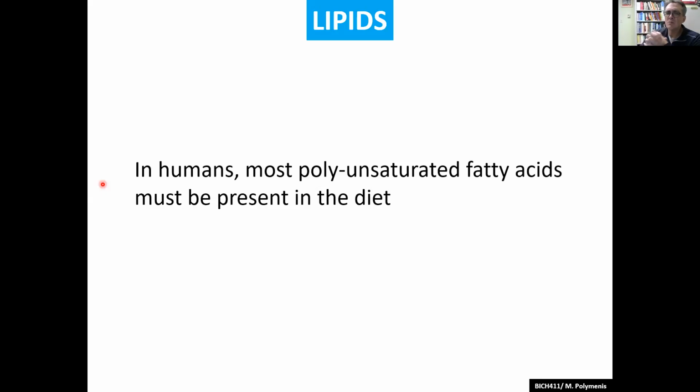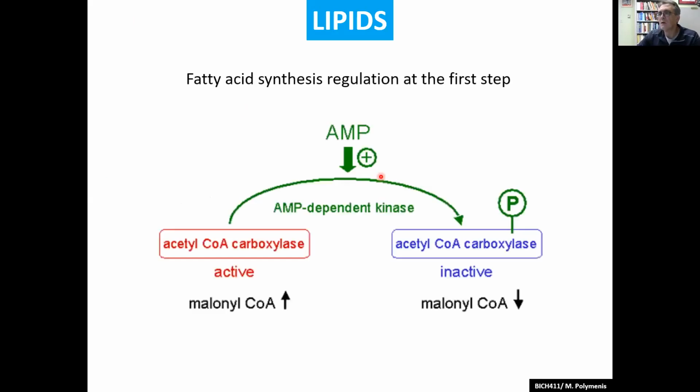In humans, we don't really have to worry about the unsaturation because we get them mostly from our diet. Most polyunsaturated fatty acids must be present in the diet, so we don't actually make them. Now, how important is fatty acid synthesis, and how is it regulated? Well, it's regulated very tightly, especially at the acetyl-CoA carboxylase step. It's a very actively regulated enzyme.